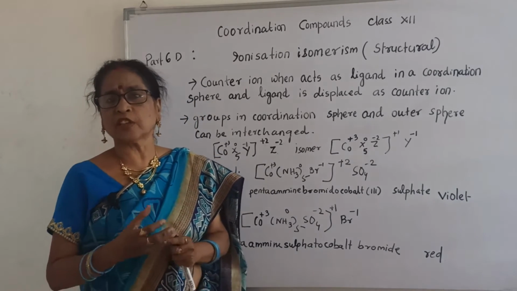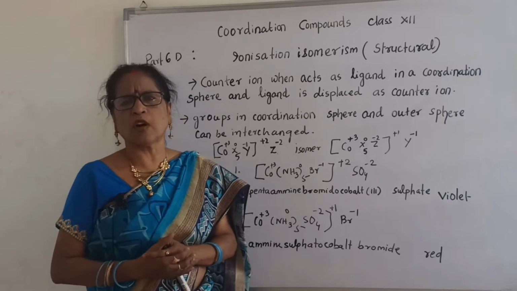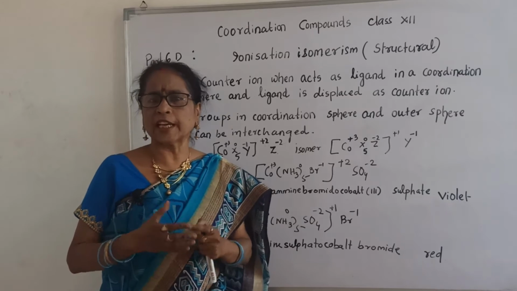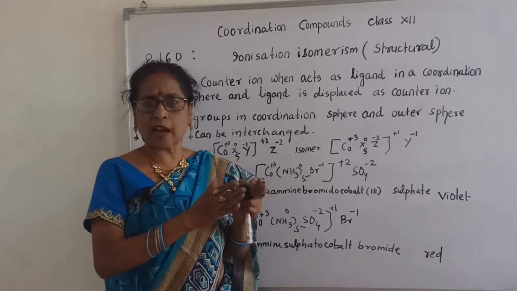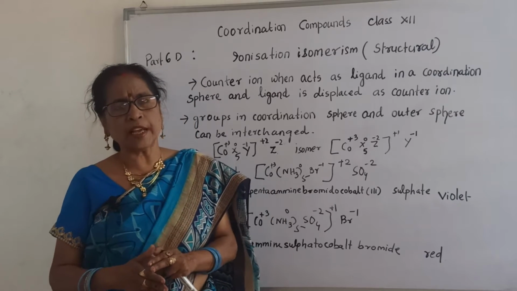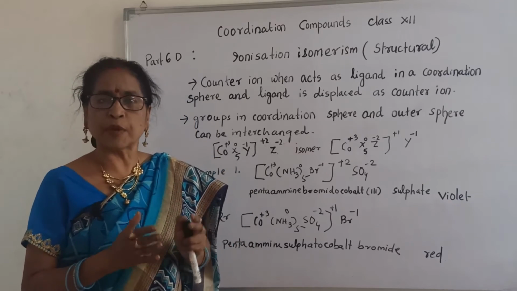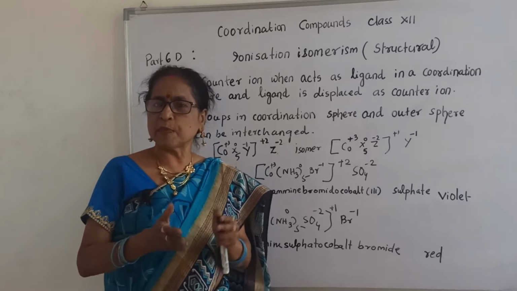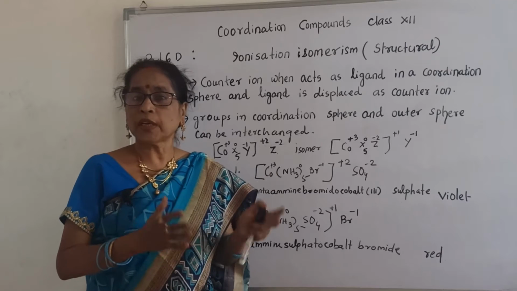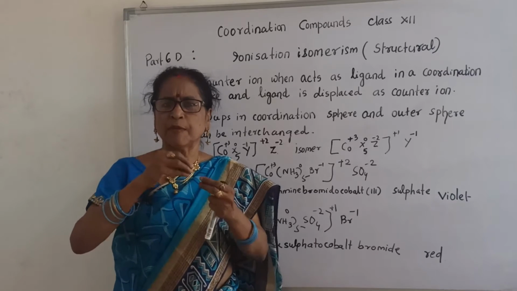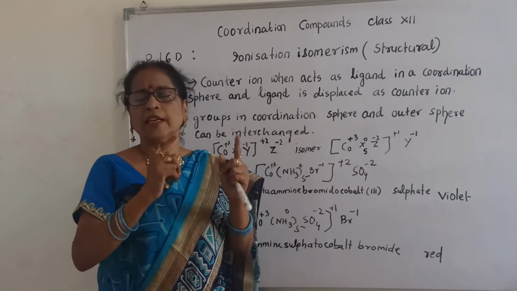Some acidic radical, like sulfate, bromide, any group having a negative charge, is an anion, and it surely gives the acid radical test. That means there are two parts: the complex cation part and the simple anion part. The simple anion part is called the counter ion, because the counter ion balances the charge of the coordination sphere. What is the coordination sphere? The central metal atom is surrounded by ligands.